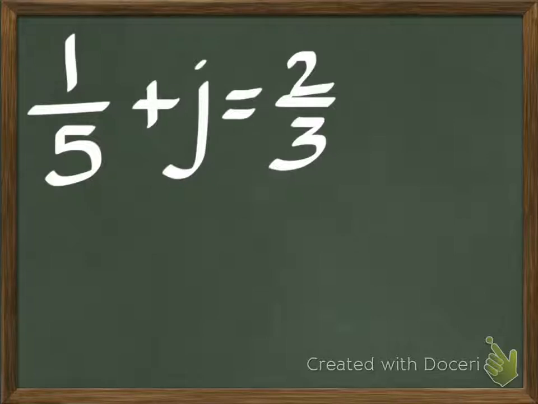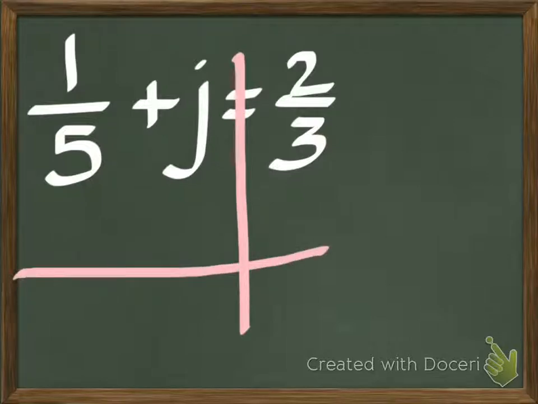I'm going to go ahead and set up my t-chart, which means a line through my equal sign, and then give a space, and then underline the equation. Now I'm going to look at my variable, my j, and I want to get that by itself, and what I'm looking to get rid of is this 1/5. How do I get rid of 1/5? I do the opposite, and I subtract.